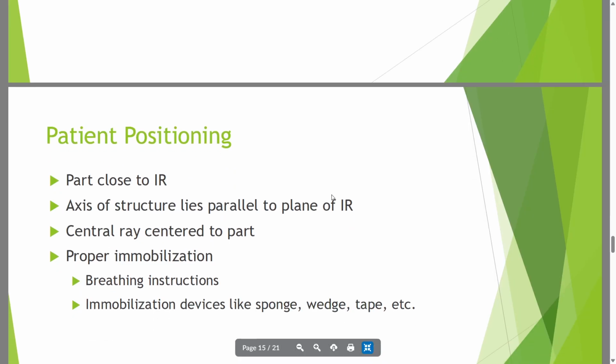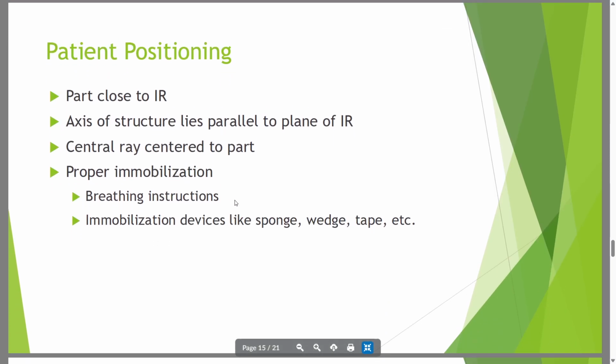So for patient positioning, as close to the IR as possible to minimize OID, to minimize magnification and distortion. We want the axis of the structure lying parallel to the plane of the IR, which is why we always make sure that the IR is lined up with the central ray, because the central ray should be perpendicular to the object being imaged.